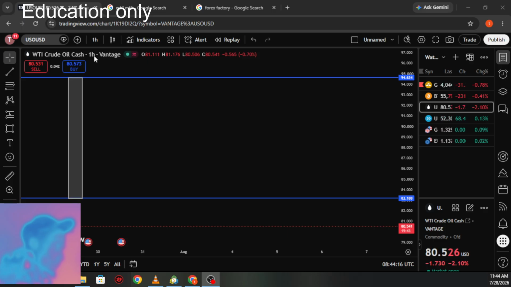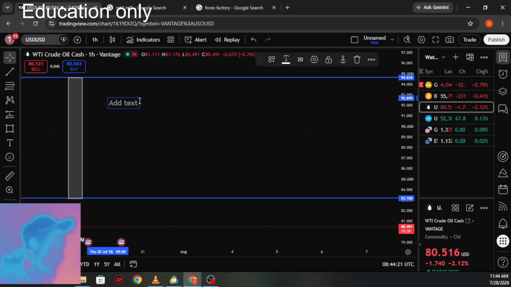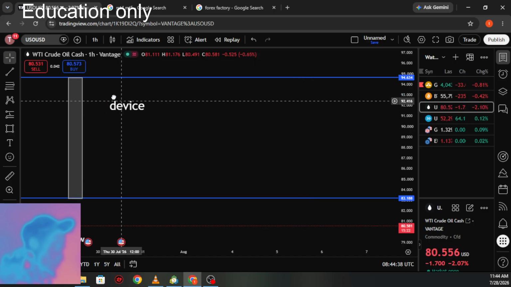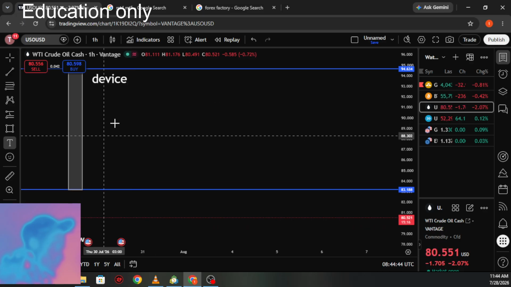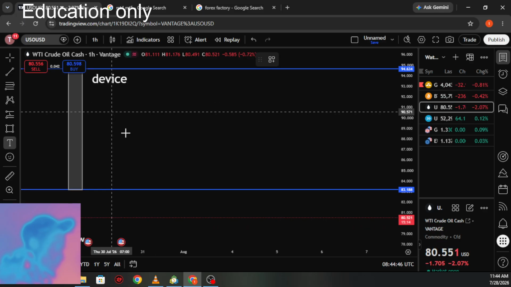The first thing you need when you come to trading is a device. This is very essential. This is very important. A device is like a phone, or a laptop. You should have them. We'll cover them. So one of them is a device. This is the first thing you should have. That's a must, because you need to analyze.